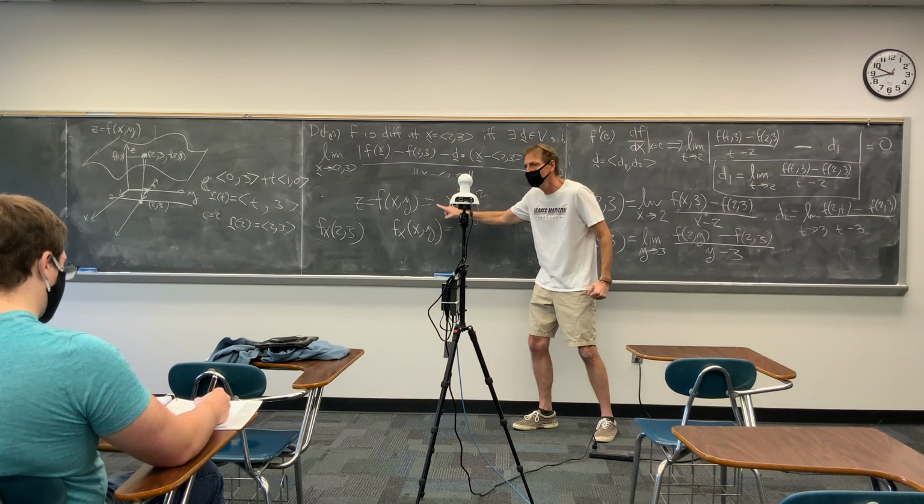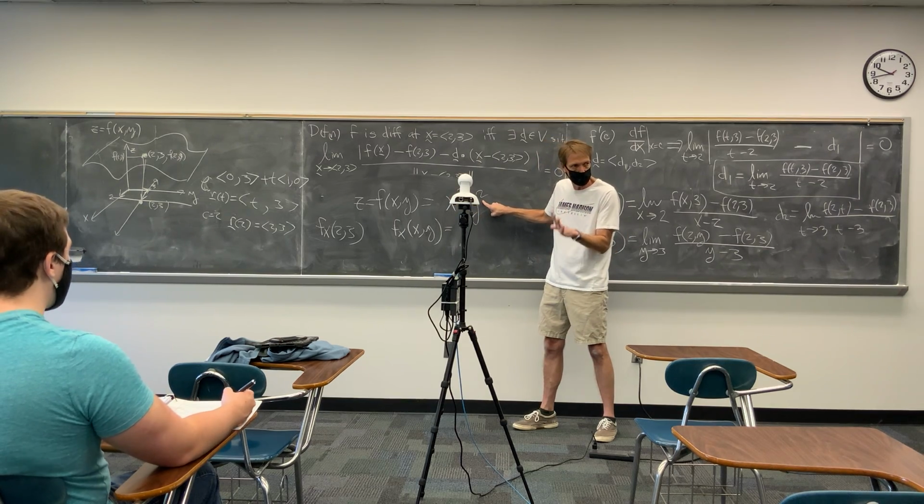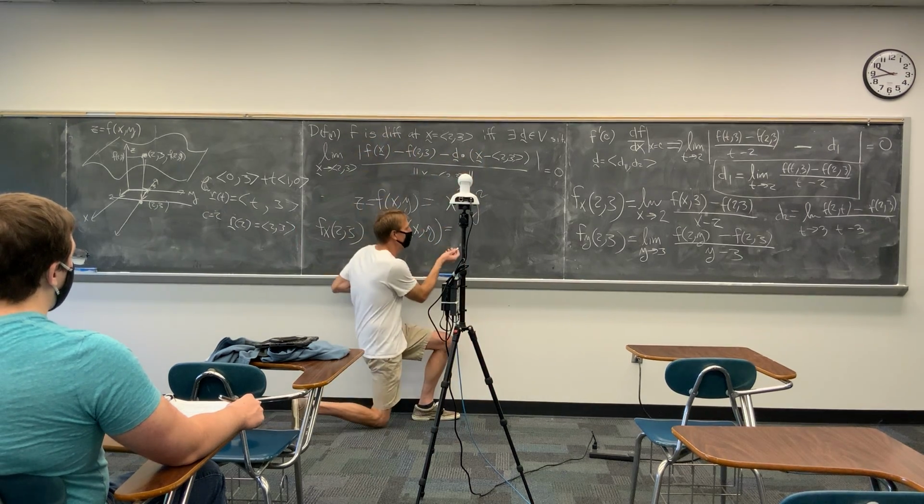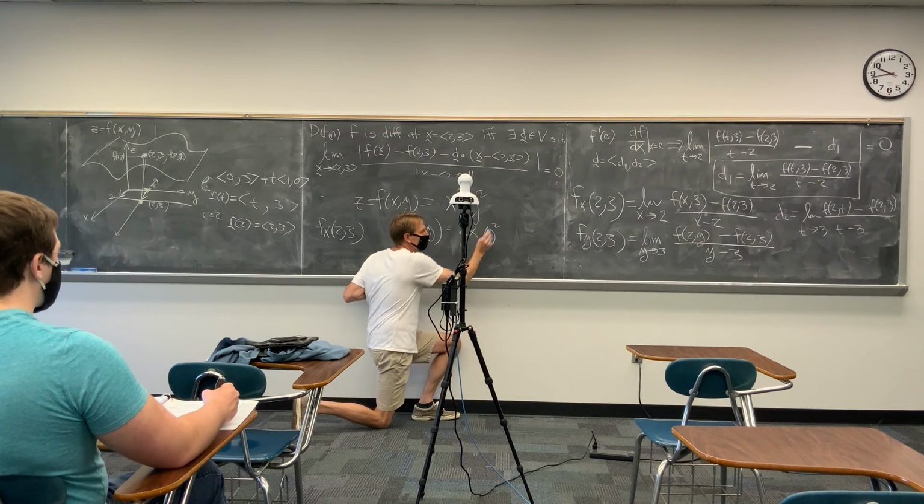It would be 2x times y squared. We're thinking of that as being a constant. So my partial derivative with respect to x would be 2x, thinking of y squared as being a constant.